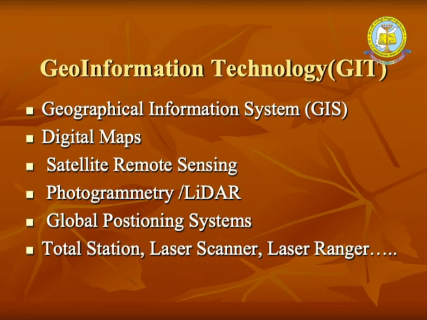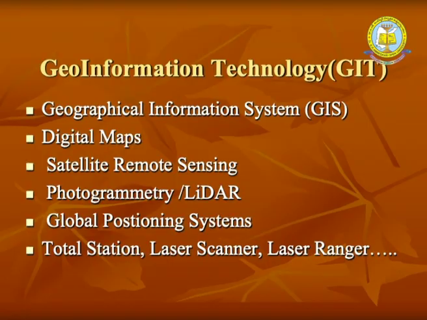See, there is information on a map, and geo is the location part of the map. Combined together, geo and location, this is called geo information technology, also known as geospatial technologies. And what do these consist of? They consist of a system called Geographic Information System, which is more popularly known as GIS.